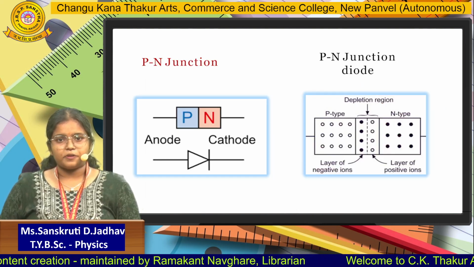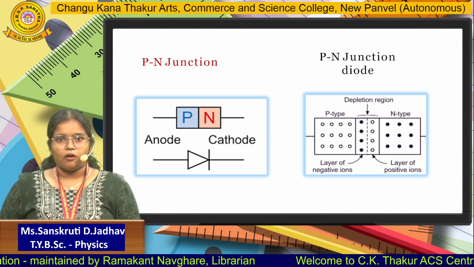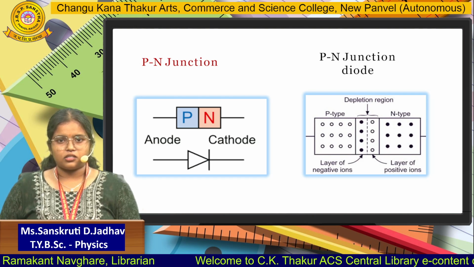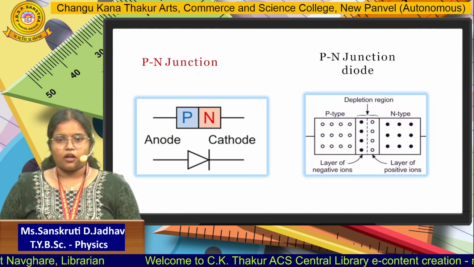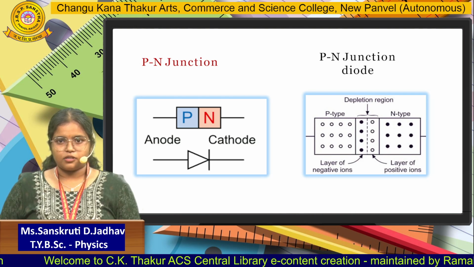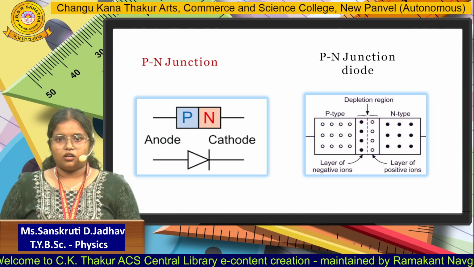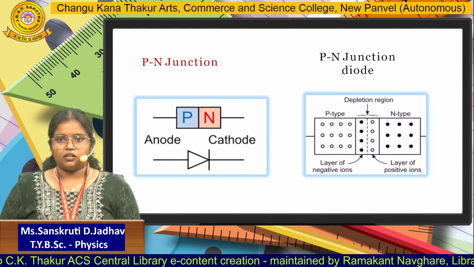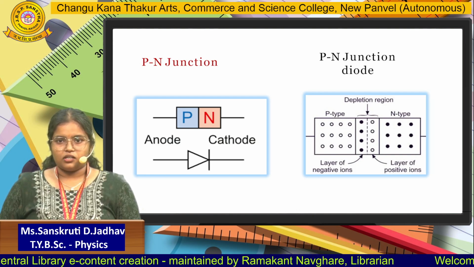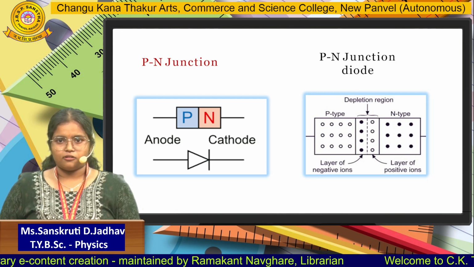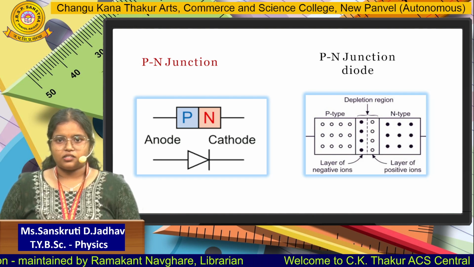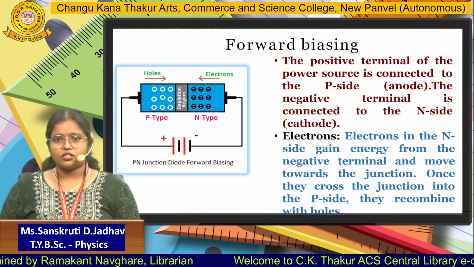What is PN junction? PN junction means P and N type semiconductors are connected to each other. And what is PN junction diode? When P and N type semiconductors are joined together, the holes from the P side and the electrons from the N side move towards the junction and form a neutral layer or a depletion layer, which is called a PN junction diode.